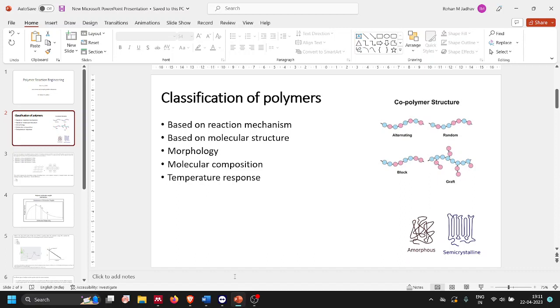Addition polymers are polymers where the chain grows as the double bond in the monomer is broken and the monomer polymerizes to undergo addition polymerization reactions. Examples for these would be polystyrene and polypropylene, very popular polymers, which are widely used in everyday applications.